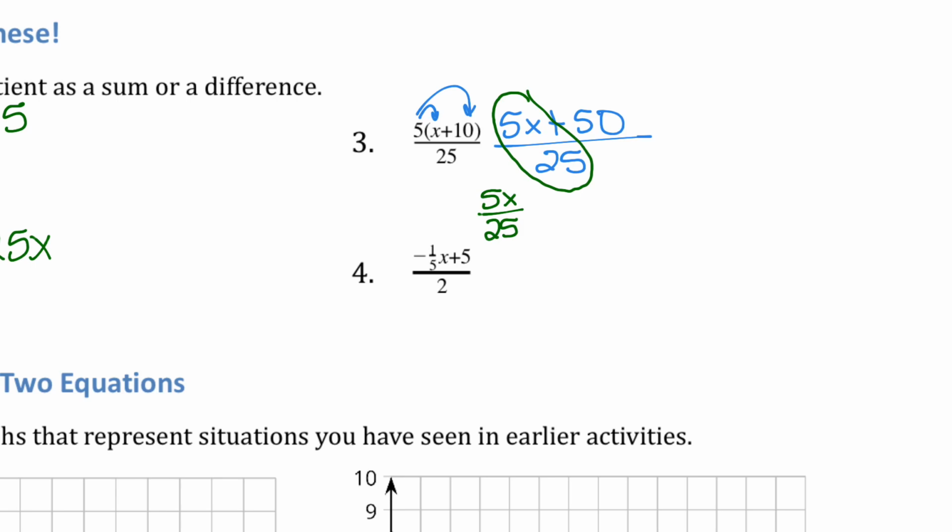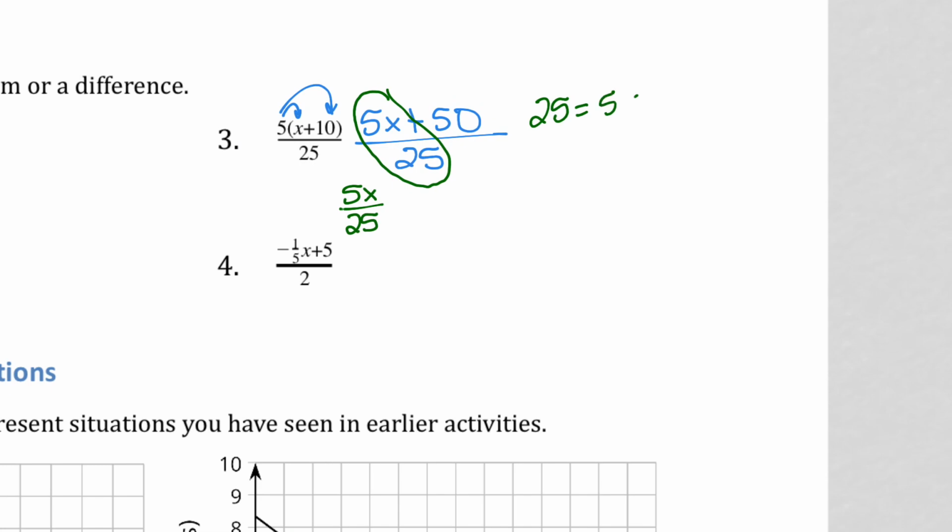How do I get to 25? What are my multiples of 25? 25, 50. No. What do I multiply together to get 25? 5 and 5. There's only 2 options for 25. You have 5 times 5, or you have 1 times 25. Those are your 2 options. Okay.